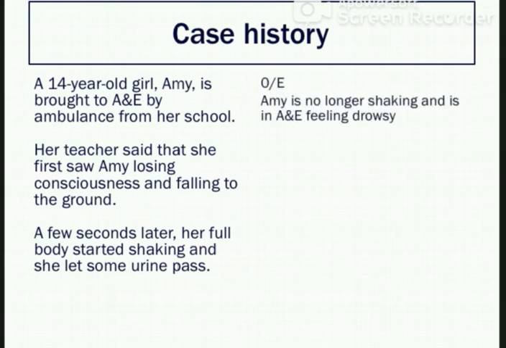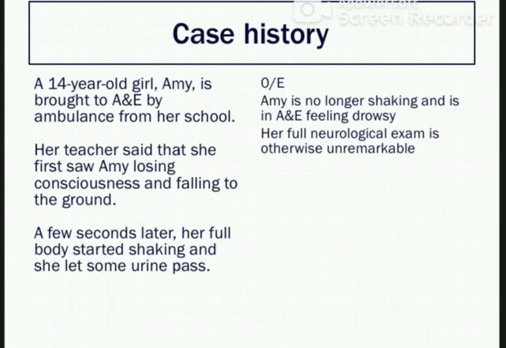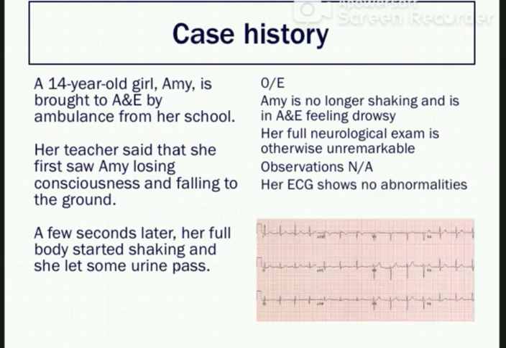So, on examination, Amy is no longer shaking and is in A&E feeling drowsy. Her full neurological exam is otherwise unremarkable. Observations are normal, and her ECG shows no abnormalities. This is a normal ECG.